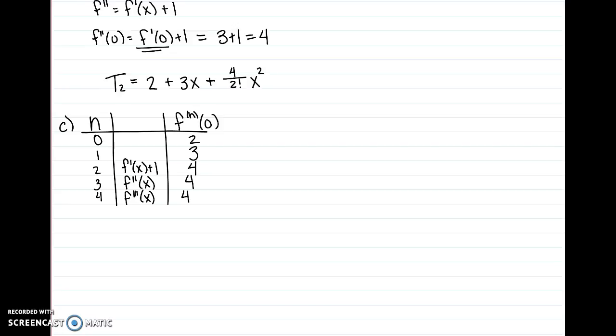So to write out our fourth degree Taylor polynomial, we've already got the first 3 terms, 2 plus 3x plus 4 over 2 factorial x squared. We got 4 over 3 factorial x cubed, 4 over 4 factorial x to the 4th, since each subsequent derivative is going to be 4. And part C was worth 2 points, which leaves a big whopping 4 points for part D.